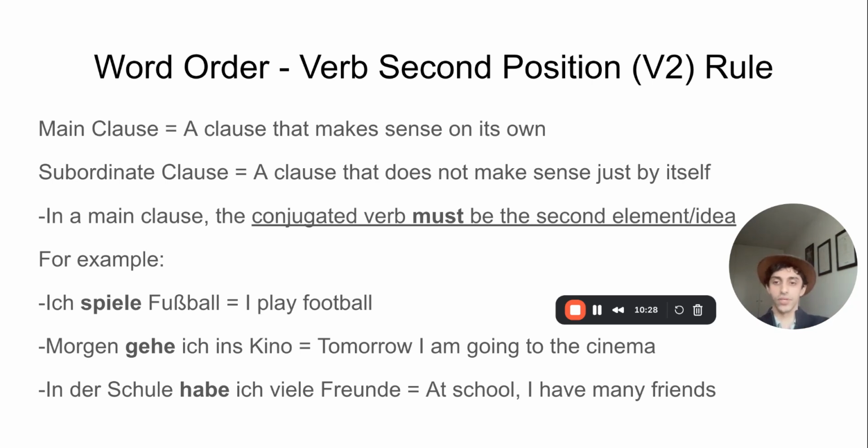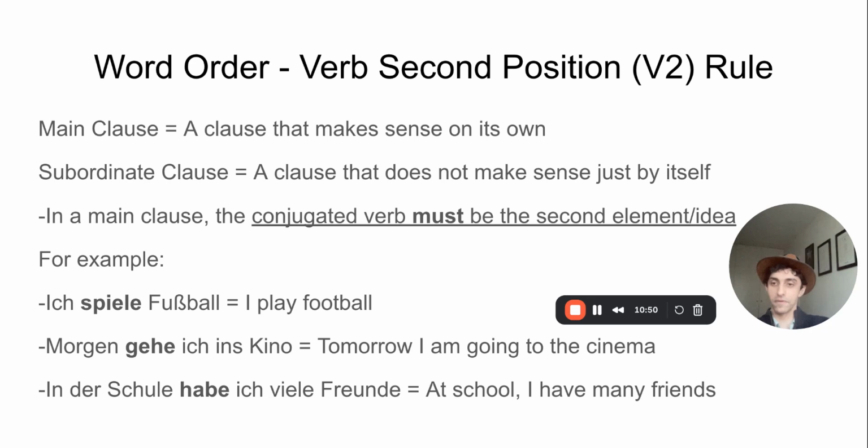They can't be separated. They go together to mean "at school." So they count as the first element or idea in that main clause. And then that first idea, which is "in der Schule," is followed by a conjugated verb again, "habe." So this can be tricky for students to understand.